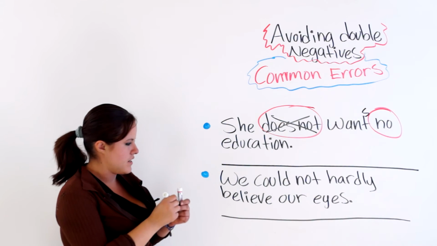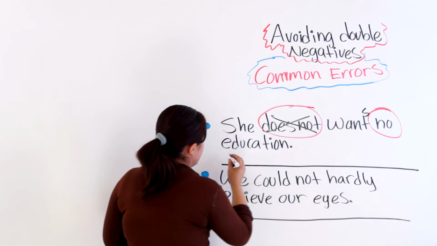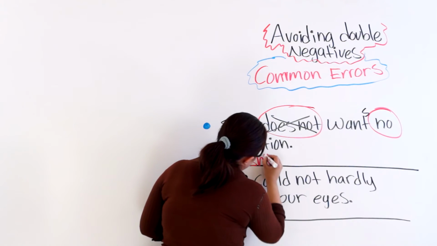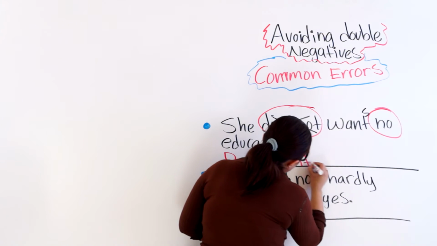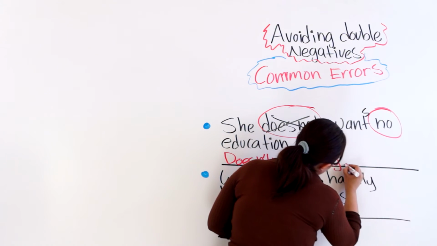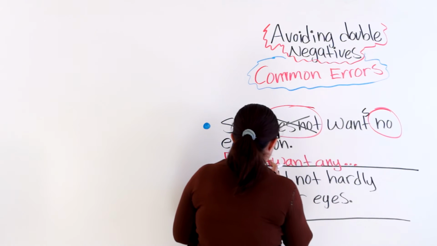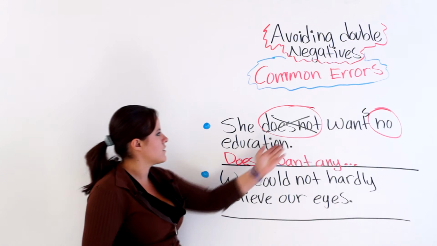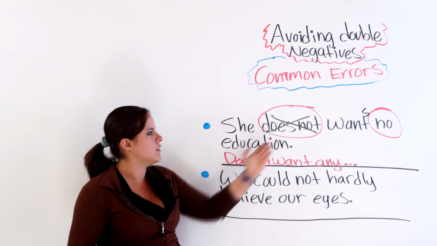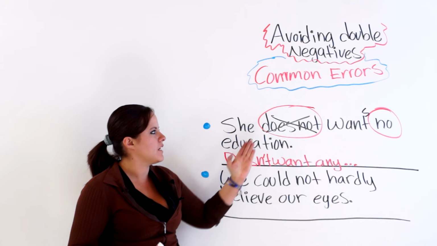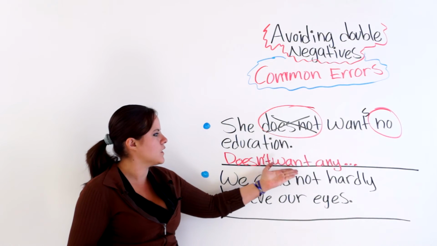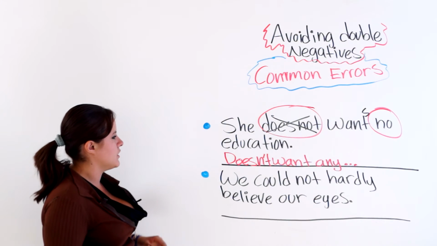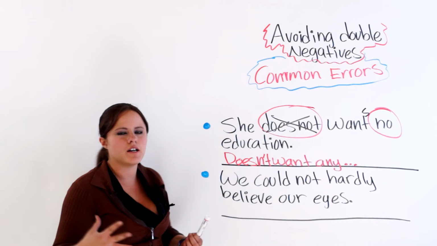Or you could also say, she doesn't want any. So those are two ways to correct that mistake. Either you take does not away and say she wants no education, or you replace no with any. She doesn't want any. All right? And the last one says, we could not hardly believe our eyes.